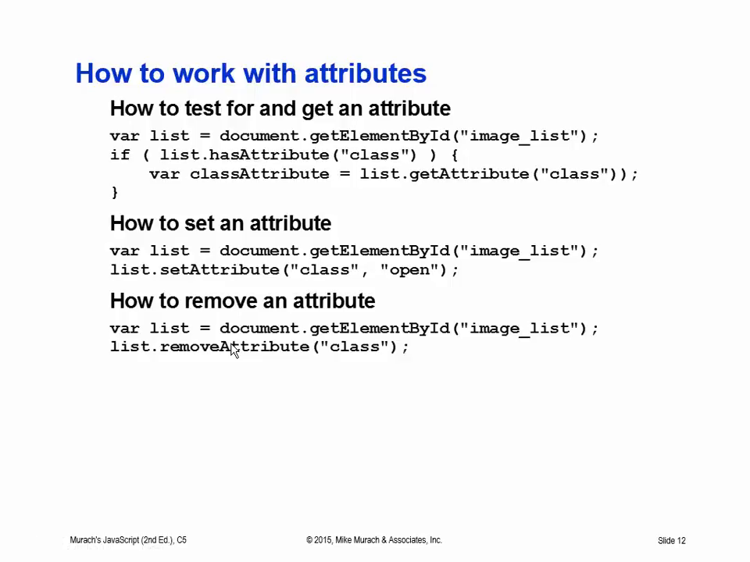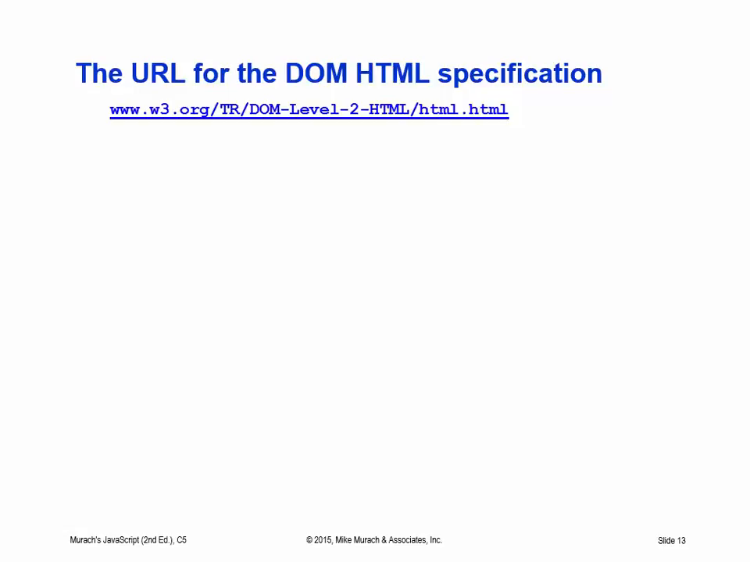So the HTML spec provides shortcuts to make it easier for us to work with DOM nodes. The spec is composed of interfaces that inherit properties and methods from other interfaces. For example, the HTML element interface represents a base HTML element. The actual URL for the DOM spec itself is shown right here.